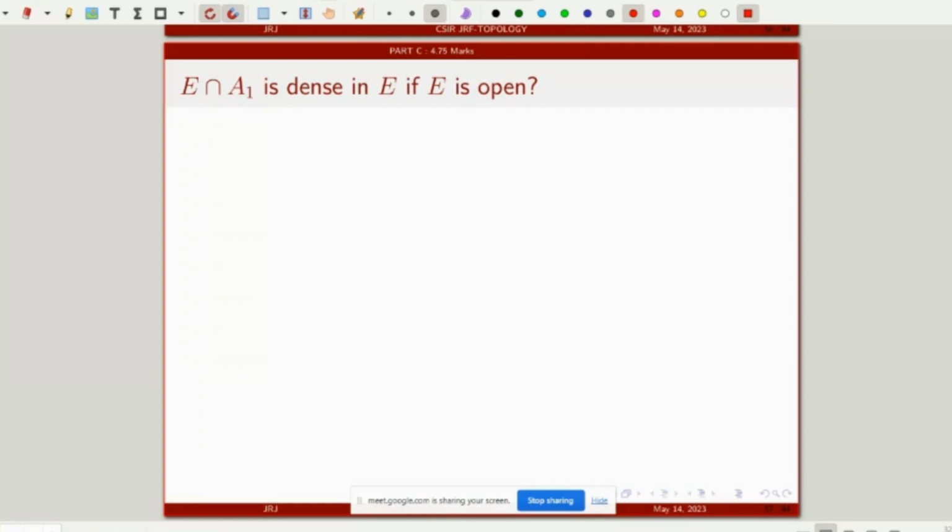Suppose the definition of dense: suppose any set is dense in R or X if we can find an open ball whose intersection with that set is not empty, then we can say the set is a dense set.